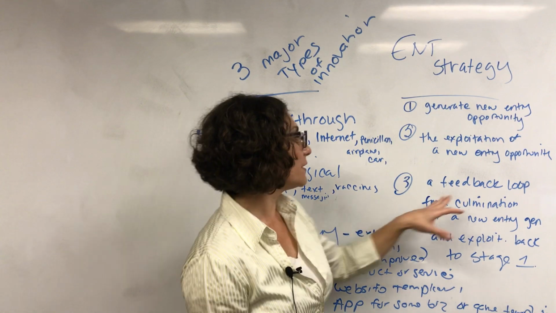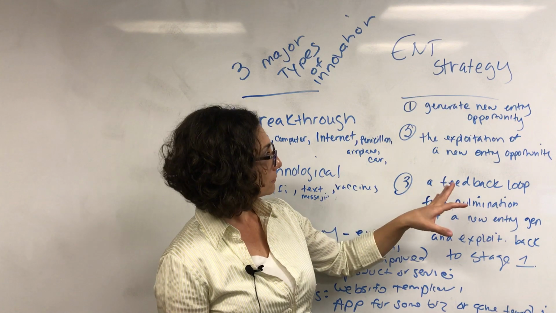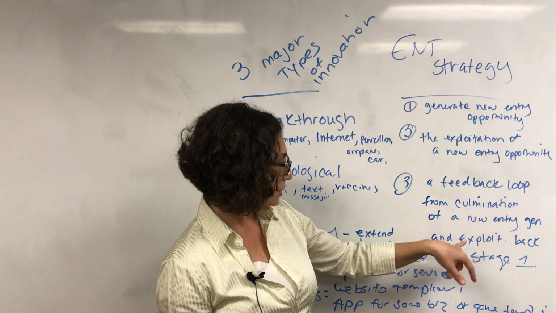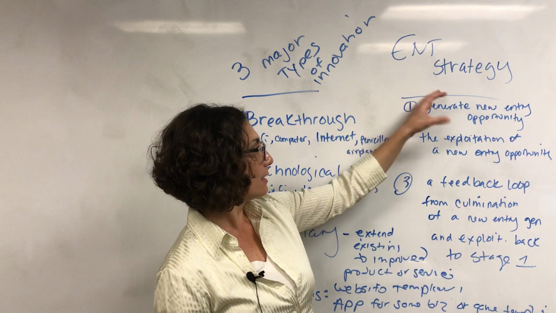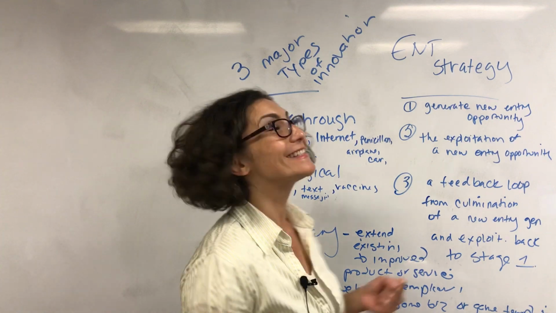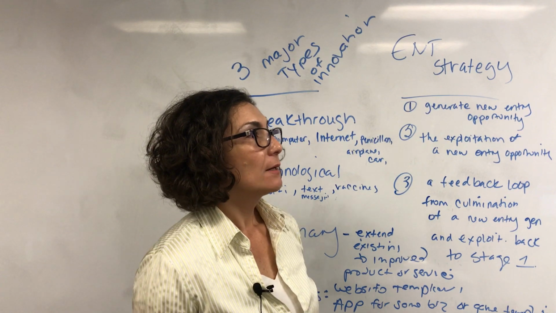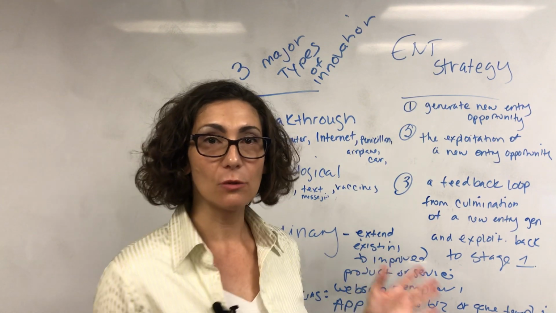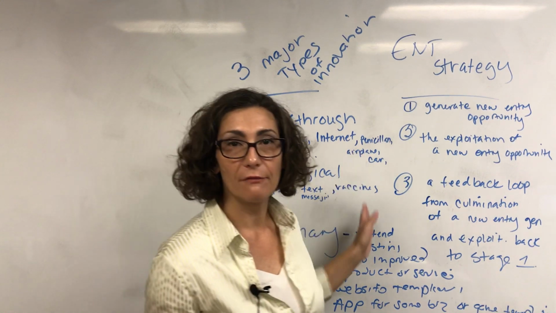And then number 3, a feedback loop from the culmination of a new entry opportunity and generation, and then exploit, and then back to stage 1, like double check, is this still working? So with this one, I just had to follow up on a solar project. Before I go into my story, I'll just go through these, because as I'm telling you the story about a solar project that I'm working on, I'll throw this stuff in and you'll see how it relates.